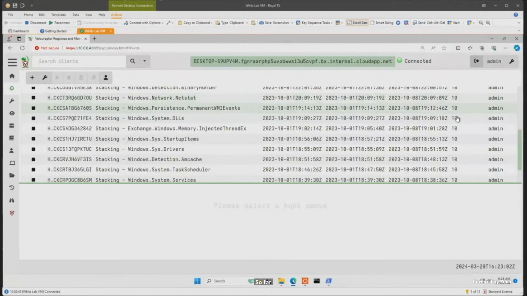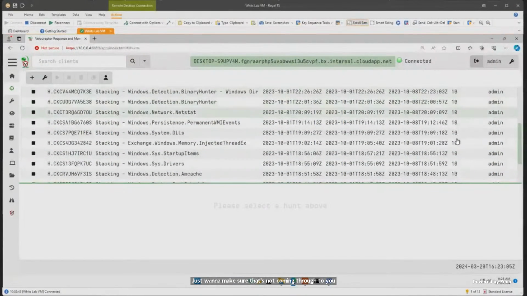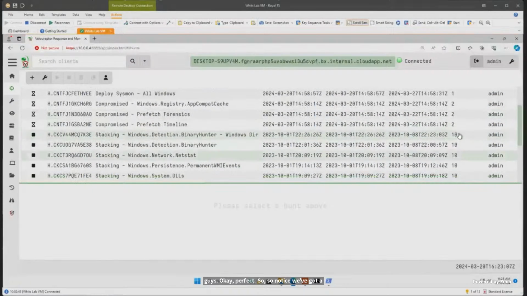Okay, perfect. So notice we've got a handful of tens over here.